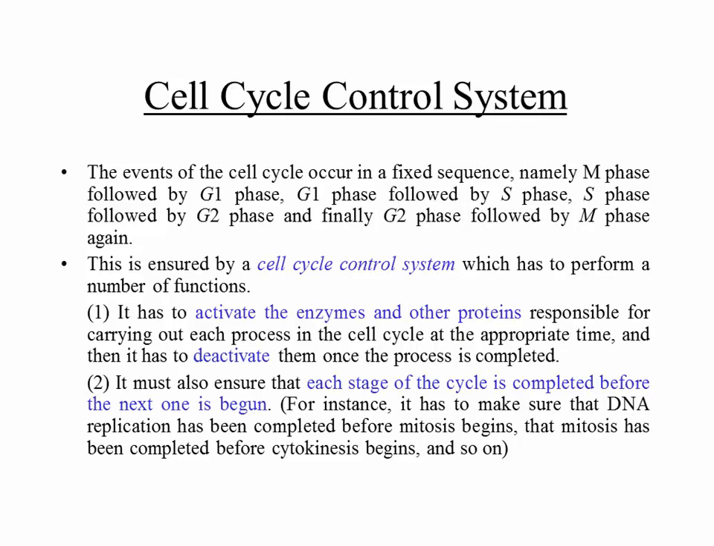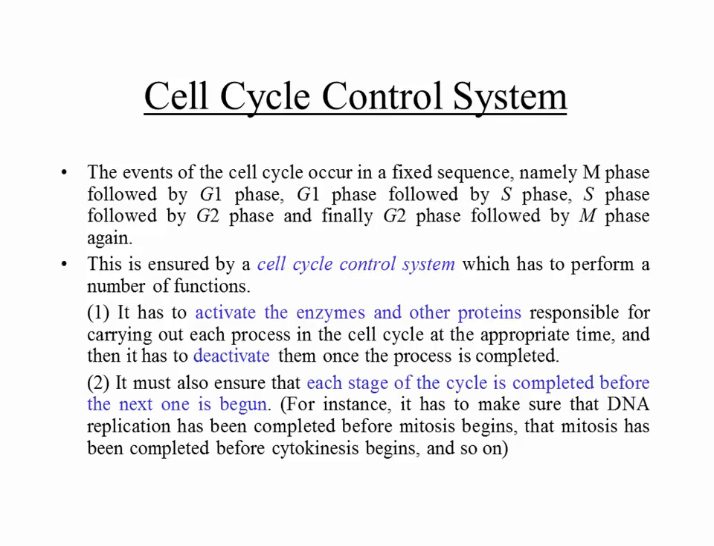So the events of the cell cycle occur in a fixed sequence, namely M phase followed by G1 phase, G1 phase followed by S phase followed by G2 phase. Think of that circle. And finally, G2 phase followed by M phase again. Now, this is ensured by a cell cycle control system. So you cannot get away from controls. Even here, you have a control system, which has to perform a number of functions.